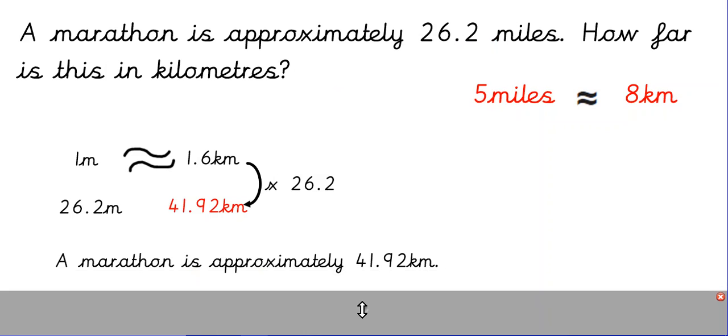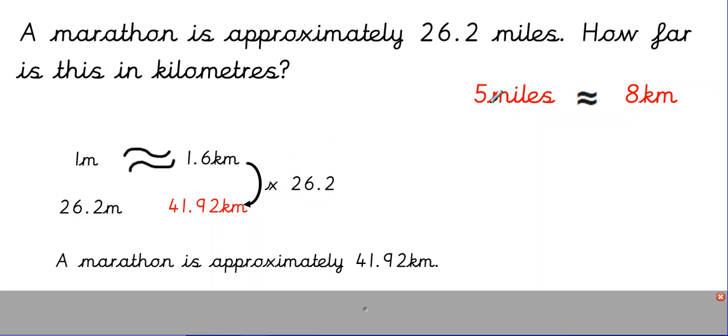Okay, so if we have a look then, we know that 1 mile is approximately 1.6 kilometres. So to get 26.2 miles, we've multiplied 1 by 26.2. So we've got 26.2 miles is approximately 41.92 kilometres. Because remember you do the same to this side, so you multiply 1.6 by 26.2.